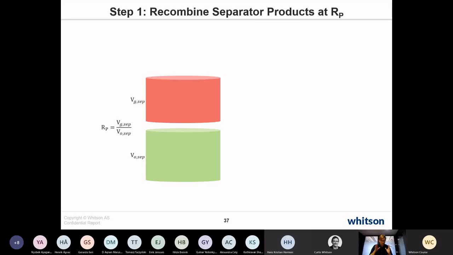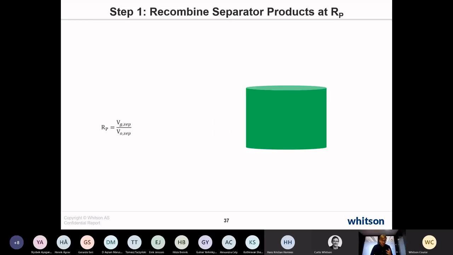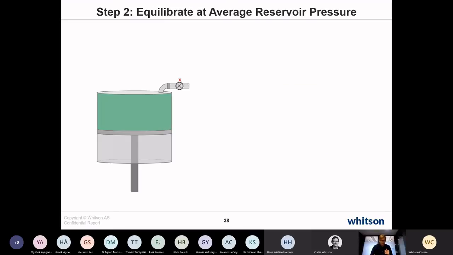Hopefully it makes sense. So this is the volumes of oil and gas, or some part of the volume of oil and gas, that we've sampled during the well test. We just recombine that at the producing GOR or the test GOR, hopefully the producing GOR that day. Then you equilibrate that at the average reservoir pressure. So that's what we're trying to convey with this drawing right here, or animation.